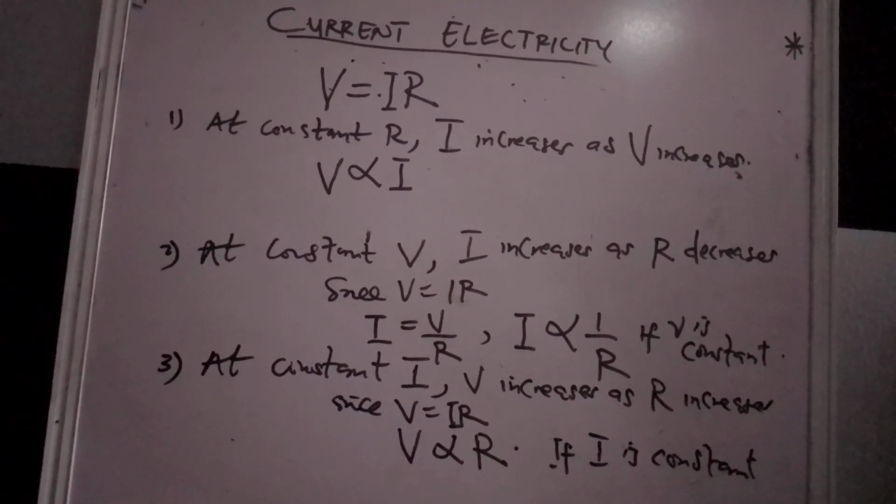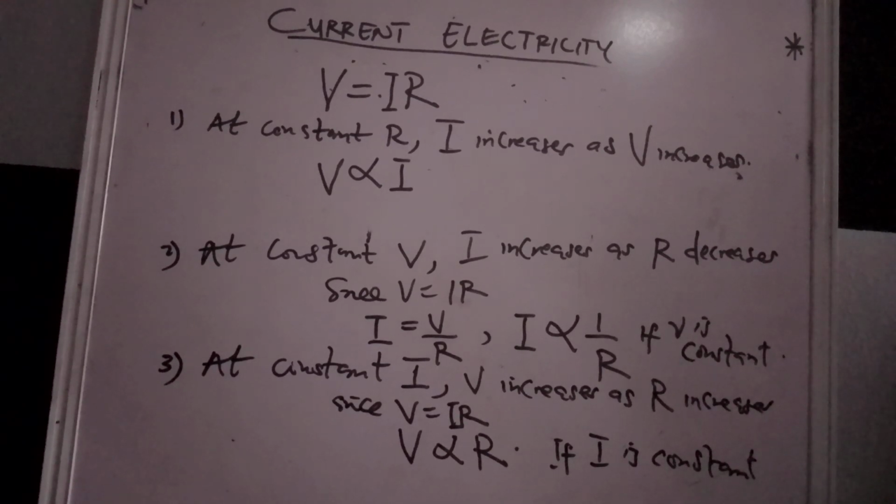That is, if you are dealing with a circuit and we decide to make voltage constant, then you must be able to know the relationship between the current and resistance in that circuit. So it means if voltage is kept constant, as you begin to increase the resistance of that circuit, the current in that circuit will be reducing. So let's look at the circuit.